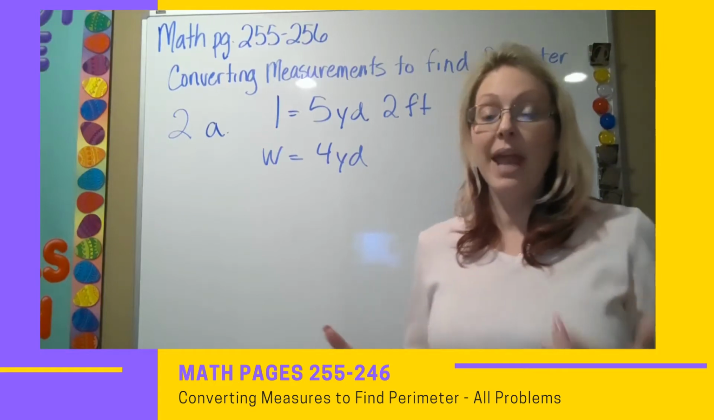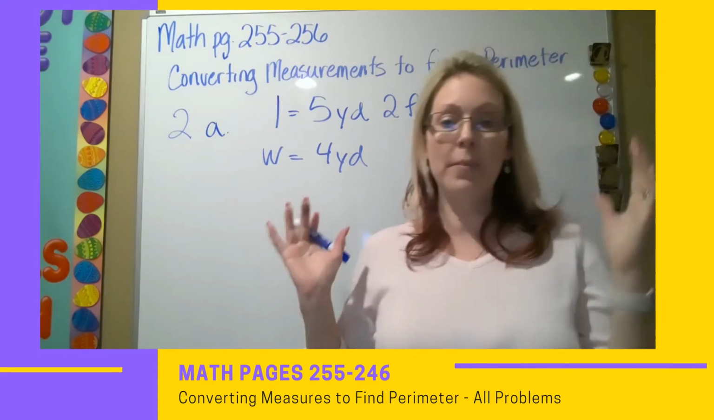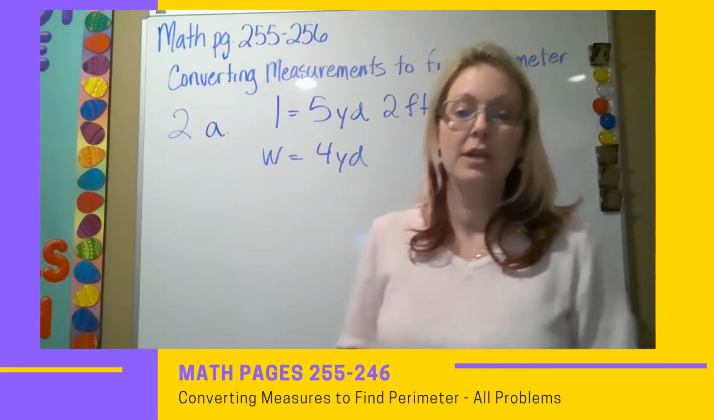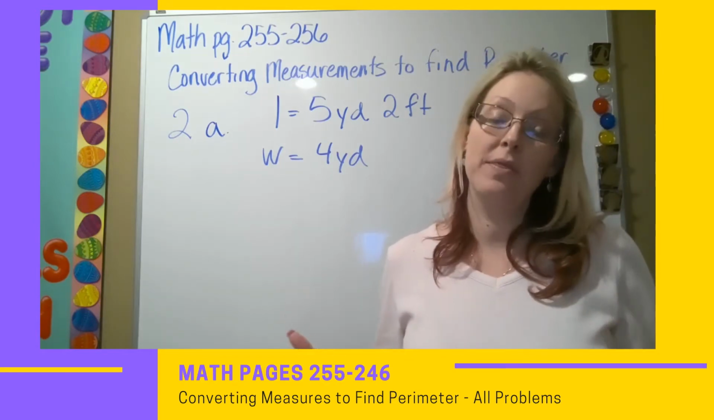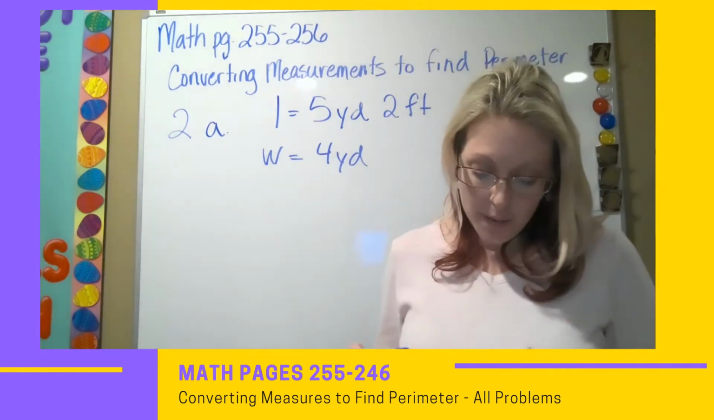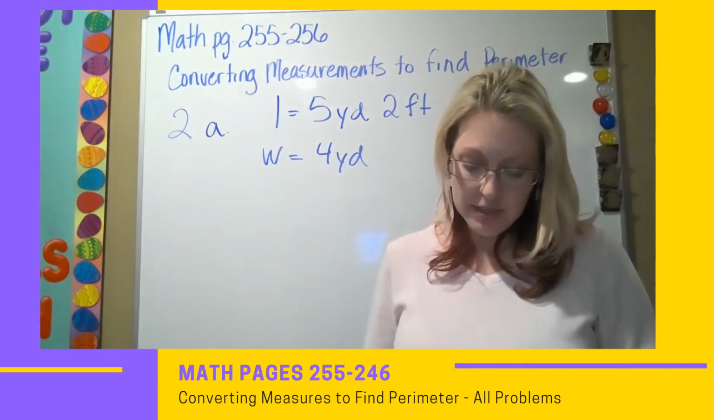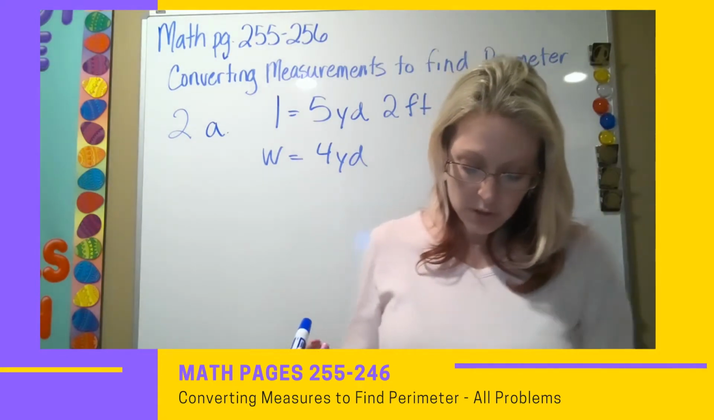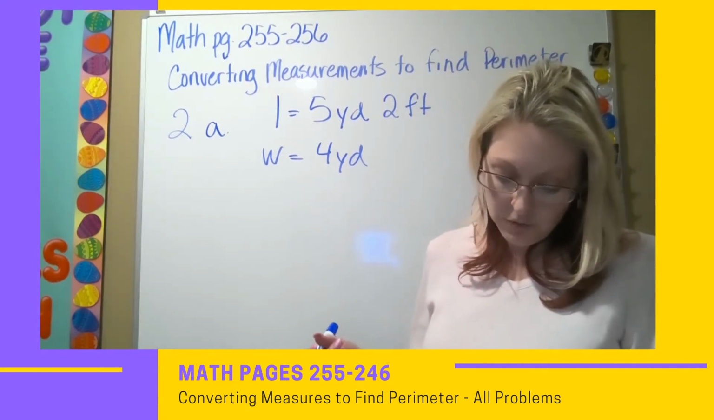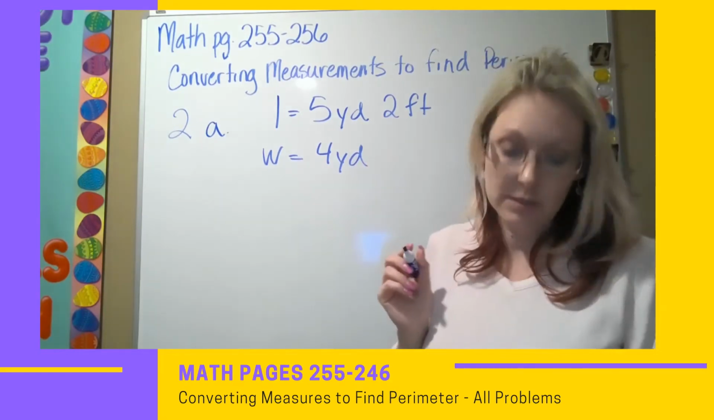Okay, so now here we have 2A. Oh my goodness, I'm confusing myself. Sorry, guys. 2A. And what we're doing is we have length and width of this rectangle. But the problem says convert the lesser unit before finding the perimeters of these rectangles. So we are going to try to figure out the perimeter, but first we have to convert these, okay?